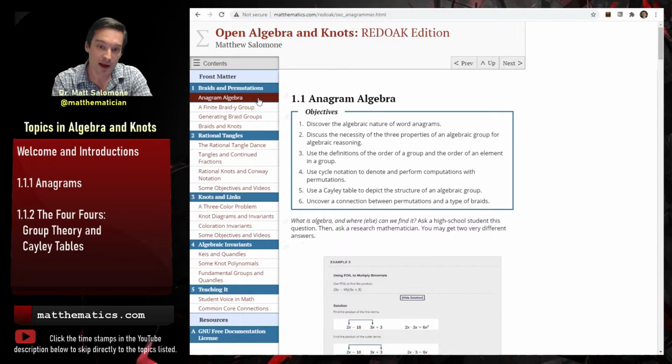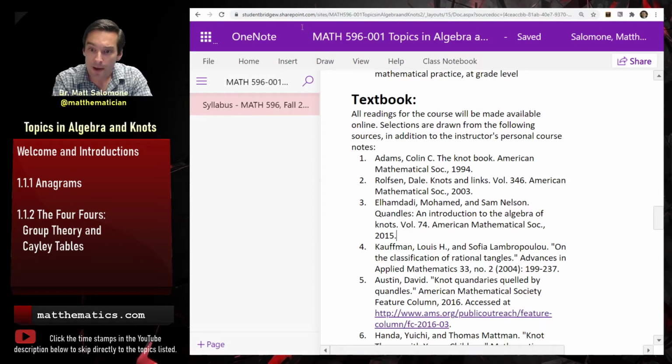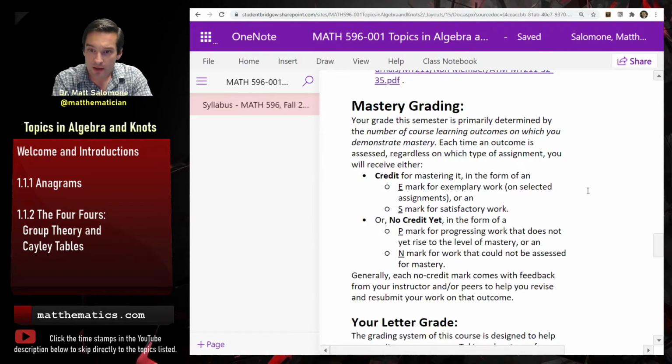As we go along, that material will all be here. Right now, in our first week, we just have this first section available on anagram algebra. But as we go along through the semester, more stuff will be posted. This site will be the central hub for the reading material for the course. Let me talk a little bit about mastery grading, and then that'll wrap up our syllabus conversation, modulo your questions.